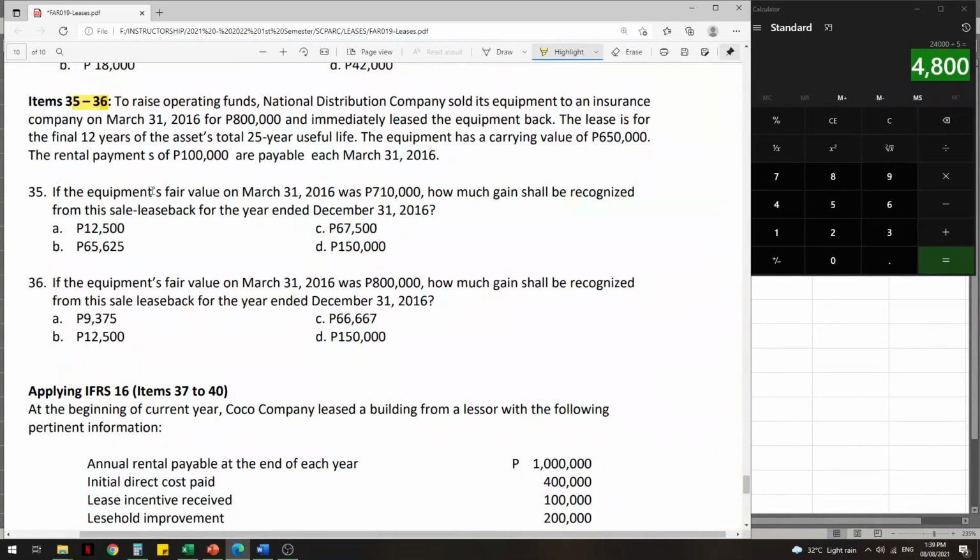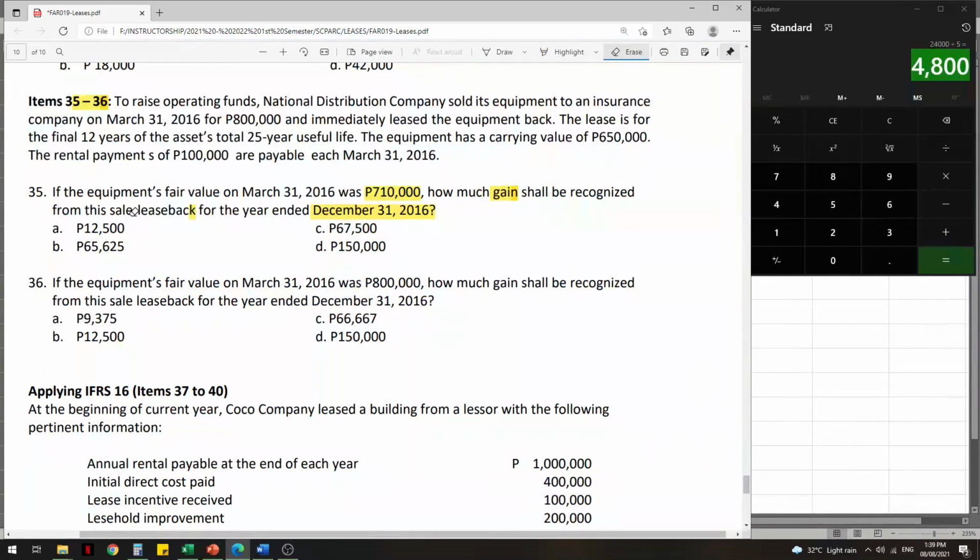For number 35 to 36, the question is, if the equipment's fair value on March 31, 2016 was 710,000, how much gain shall be recognized from this sale and leaseback? So, the gain from the sale and leaseback is what is being asked, for the year ended December 31, 2016. And number 36, if the fair value is 800,000, how much gain will be recognized from the sale and leaseback for the year ended December 31, 2016? Okay, let's take a closer look at number 35 first.